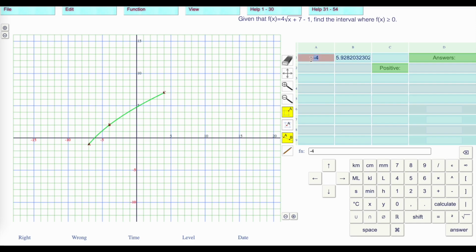When x is -6, we have 3. When x is -3, we have 7. When x is 2, we have 11. When x is 9, we have 15. But the curve is going to look like this. When is it positive? From this point, from the 0. But we're going to have to calculate the 0.